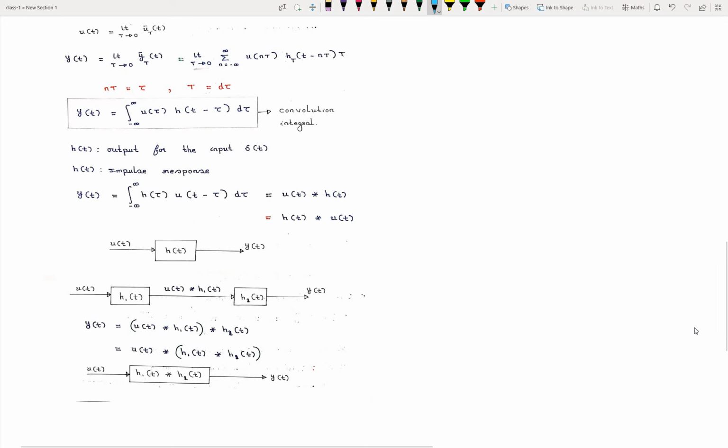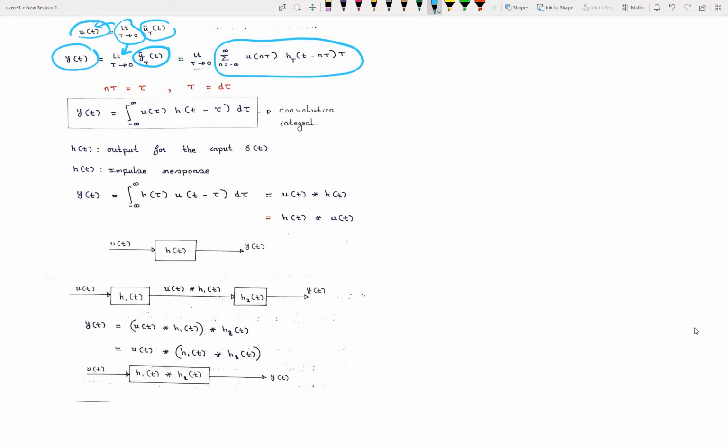This is the thing we already derived: y of t equal to y bar of t, the expression we already got in the previous slide. So what is u of t? It is u bar of t when we take the limit T tending to 0. The same thing applies here. For this u bar of t, the response is y bar of t, and when you apply the limit T tending to 0, the response becomes y of t. For this input u of t, the response is y of t.